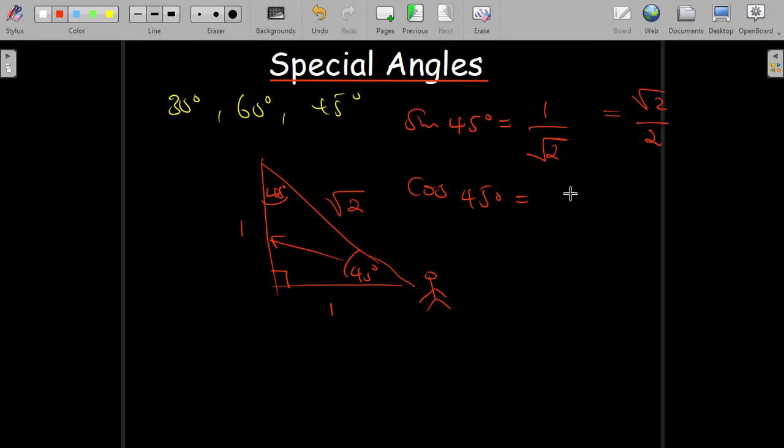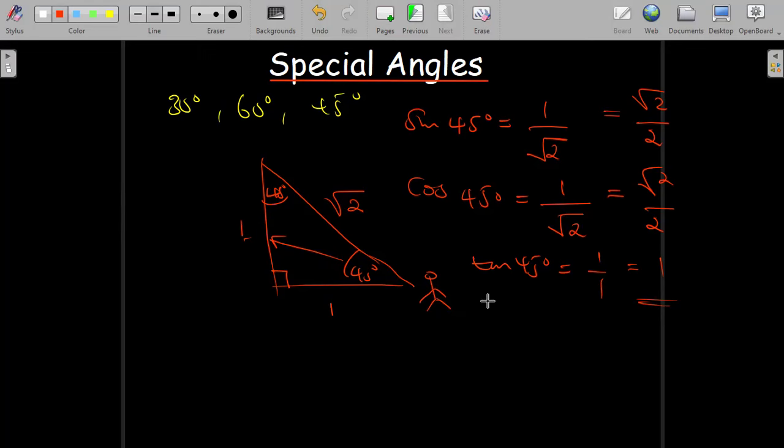And I say the same thing, cos 45 degrees. Cos is going to be adjacent, which is 1, over the hypotenuse, which is root 2. And this again gives me the same thing, root 2 over 2. Then tan 45 degrees is the opposite, which is 1, over the adjacent. And this is just 1 over 1, and this gives me 1. So this here is what I get.